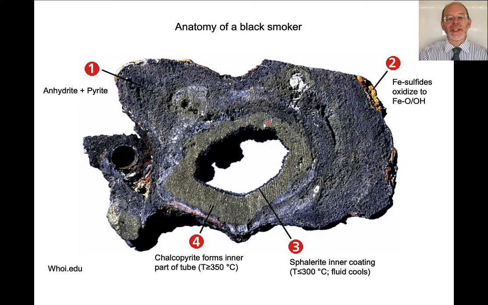We didn't talk about this, but this is a lower temperature precipitation during the waning stages of hydrothermal venting. And there are various other things that happen. The iron sulfides will oxidize on the surface to make iron oxyhydroxides.